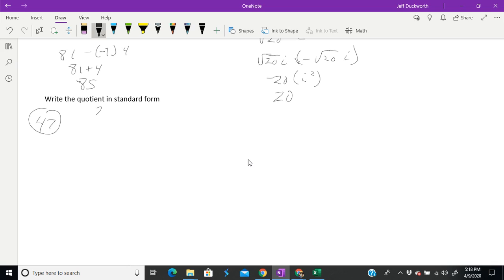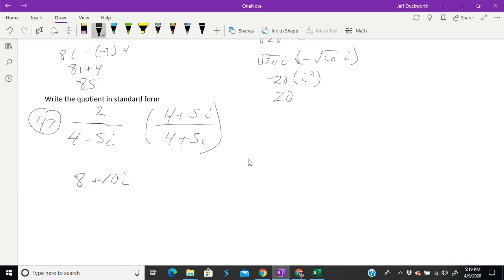We're given this quotient, 2 over 4 minus 5i. All right, so the complex conjugate of 4 minus 5i would be 4 plus 5i. So in order to reduce this, we're going to multiply by 4 plus 5i over 4 plus 5i because we can multiply by 1. So that's our first step. And then when we distribute the 2, we get 8 plus 10i.